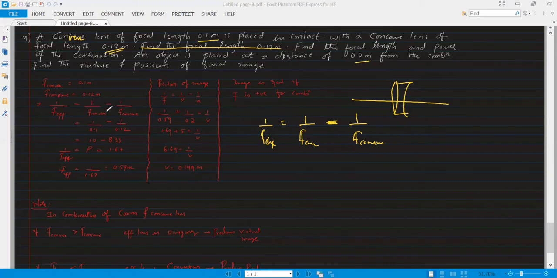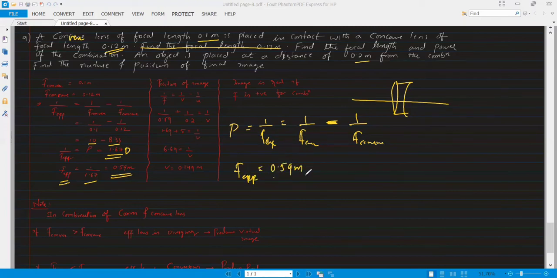So therefore this is 1 upon convex minus 1 upon concave. So this is going to be 1 upon 0.1 minus 1 upon 0.12. 1 upon 0.1 is nothing but 10, and this is going to be 8.33. So therefore you can directly calculate the power, that is 1 upon f effective, which is only the power of the combination. Therefore power is going to be 1.67 diopter. If you want to calculate the f effective, then it is the reciprocal of this. So 1 upon 1.67, you are going to get the answer, that is 0.59 meter. So here f effective is going to be 0.59 meter.